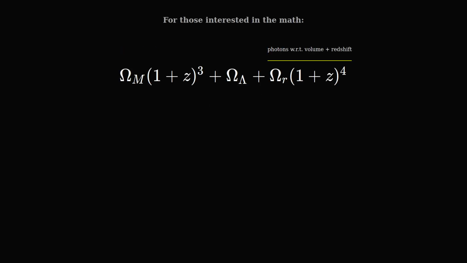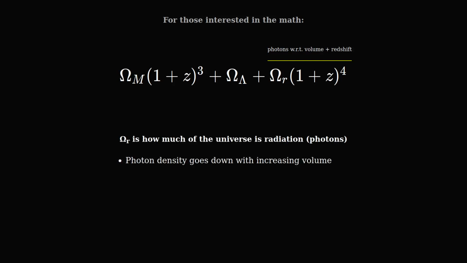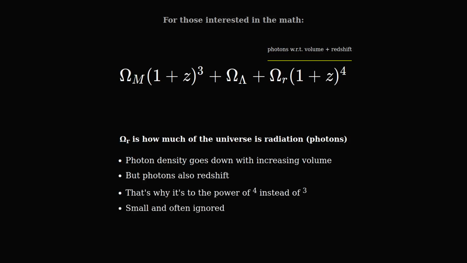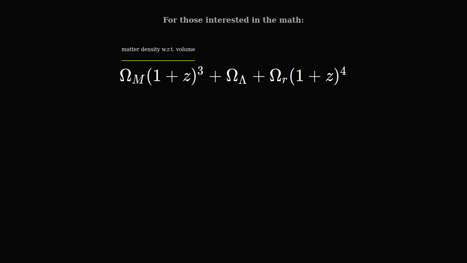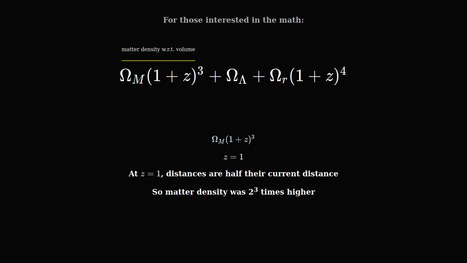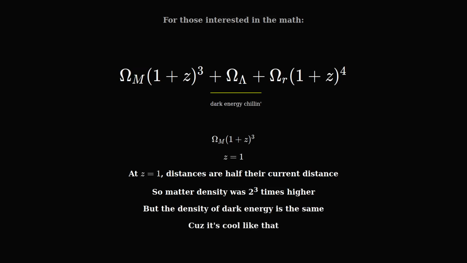The math looks a little complicated, but it's really just these three things added together. We haven't talked about omega r, and that's the density of photons. And that changes by the power of 4 because it changes with volume like matter does, but it also redshifts. But it's also really small, so it isn't talked about as much. Matter changes with volume, like we said. So at a redshift of z equals 1, the distances are half what their current distances are. So in 3 dimensions, that means the matter density was 2 to the 3, 8 times higher. But dark energy, it's still the same because it's cool like that.